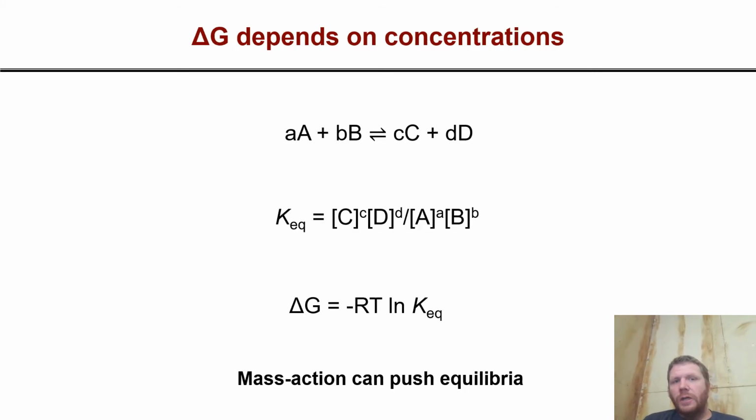Now, delta G is going to depend on the concentrations of our reactants, because our equilibrium constant depends on concentrations. The equilibrium constant is the concentration of products divided by the concentration of reactants.